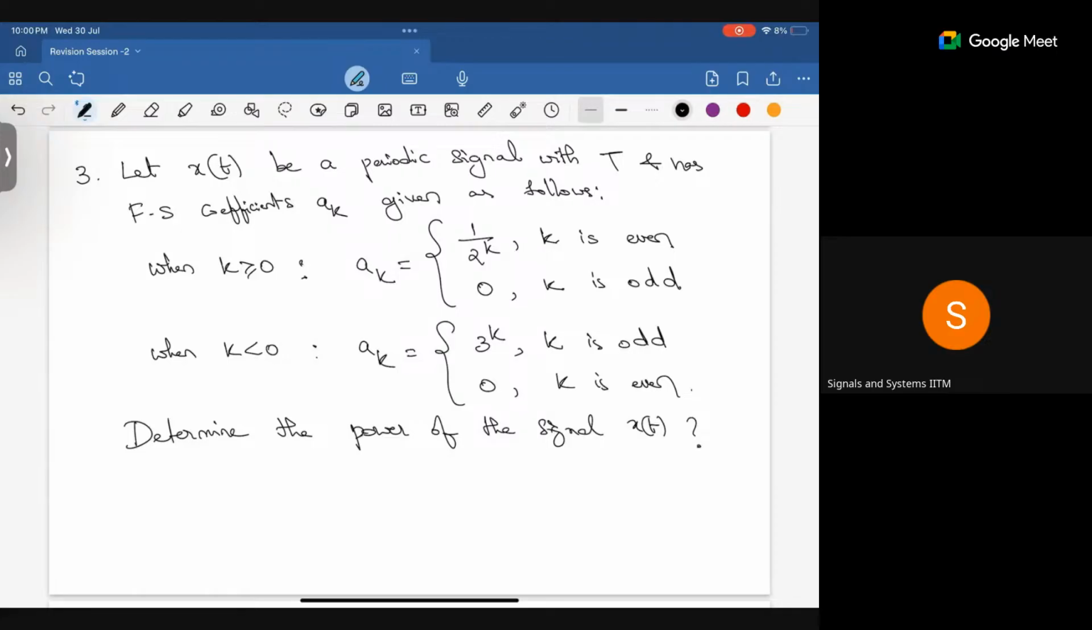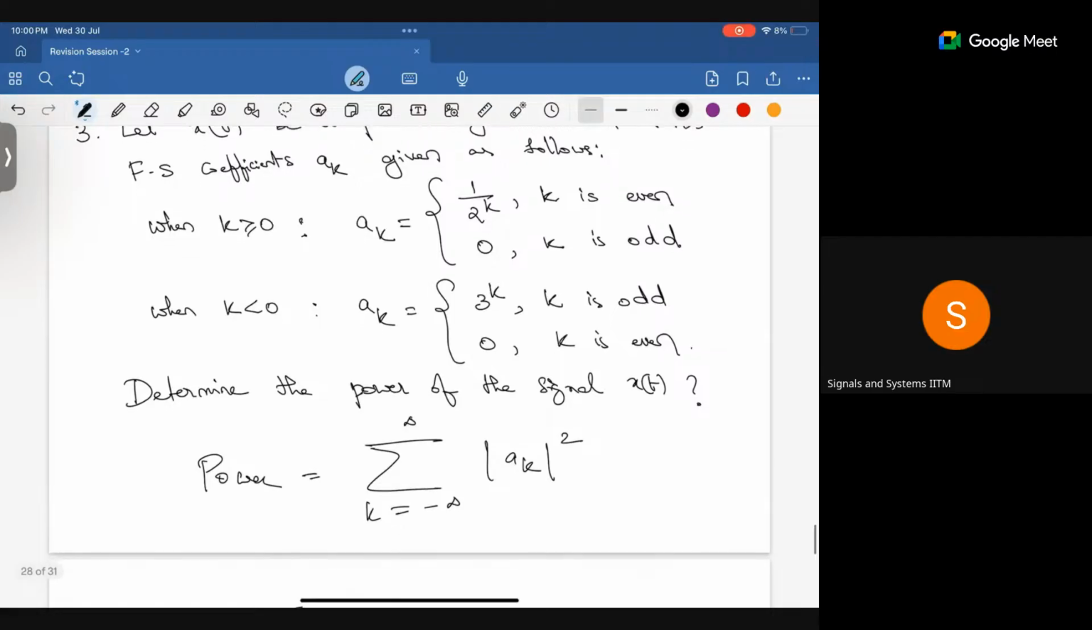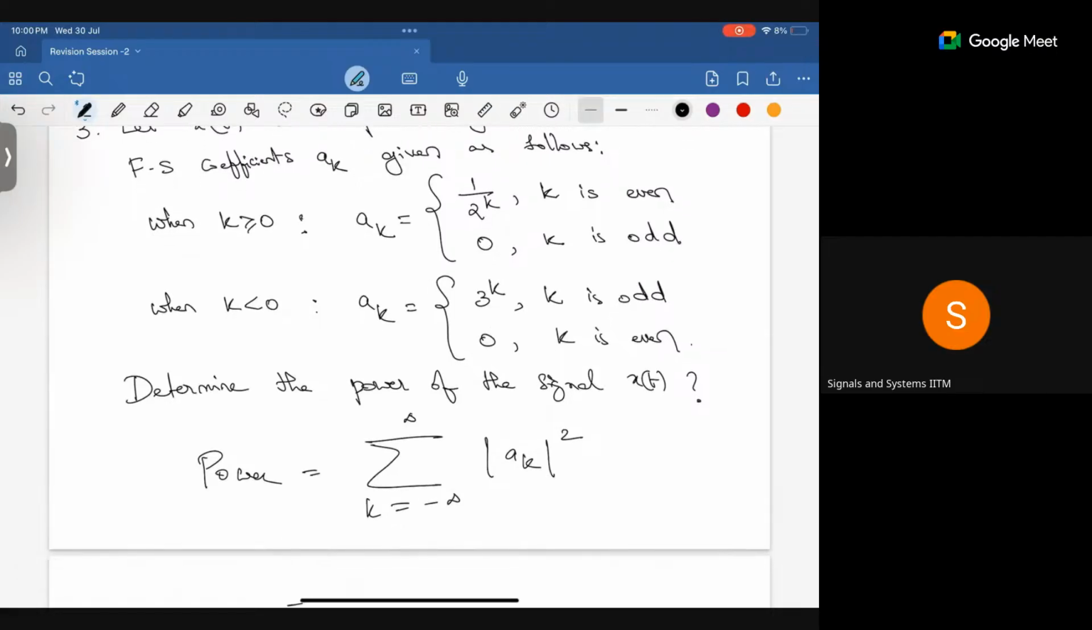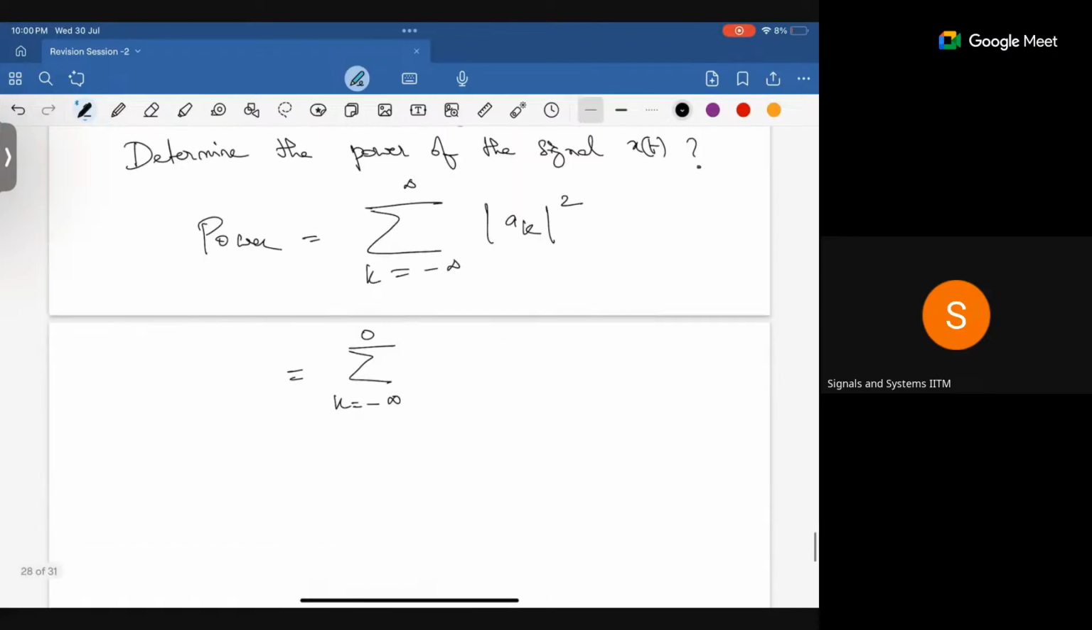But all we can do is the power will always be the summation from k equals minus infinity to plus infinity of the absolute value of ak whole square. That will be the power. Here it is given for k less than 0 and k greater than 0 in different fashions, but you can separate it out: from minus infinity to minus 1, mod ak whole square, plus k equals 0 to infinity, mod ak square.